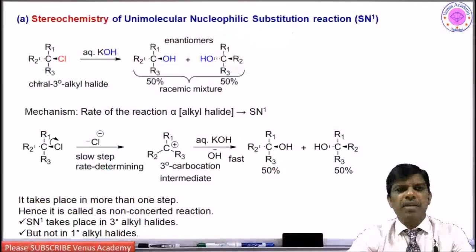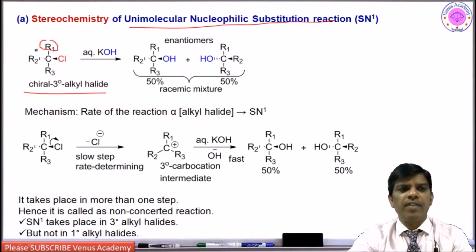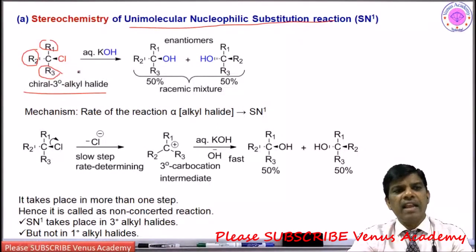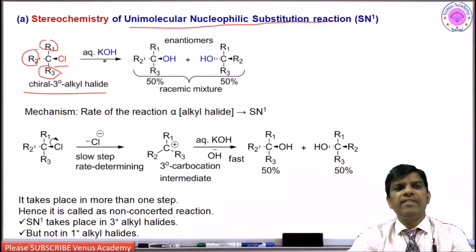Yes. In a similar manner, the stereochemistry of the unimolecular nucleophilic substitution reaction. What is happening? Since it forms a carbocation, let us say R1, R2, R3 are different groups, and it is a chiral compound. I am going to explain chirality and optical activity in this video itself. If it is a tertiary alkyl halide and an optically active compound, when I treat it with OH, in the first step, the slowest step, it loses the chloride ion to give a tertiary carbocation, which is an intermediate.